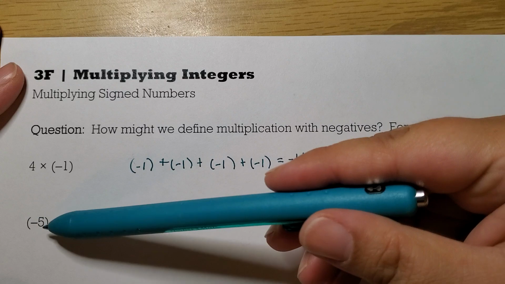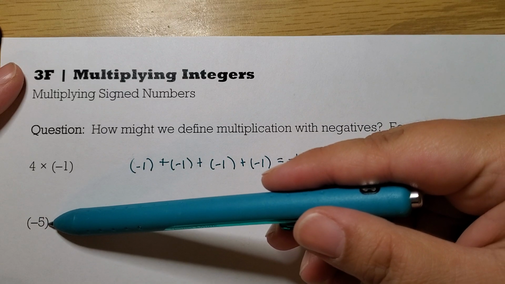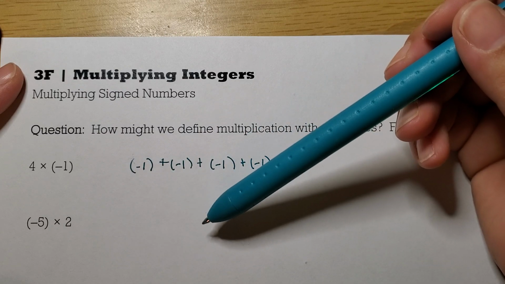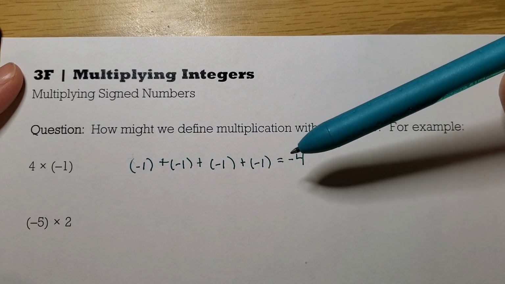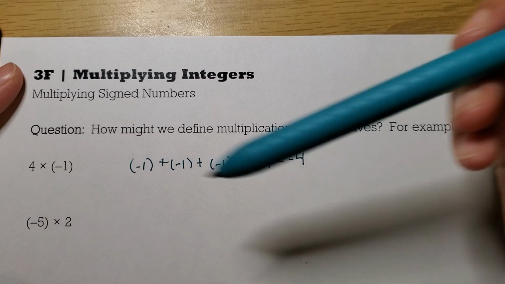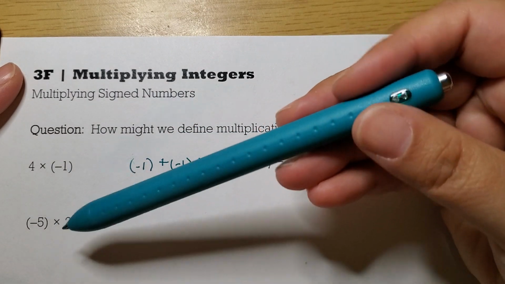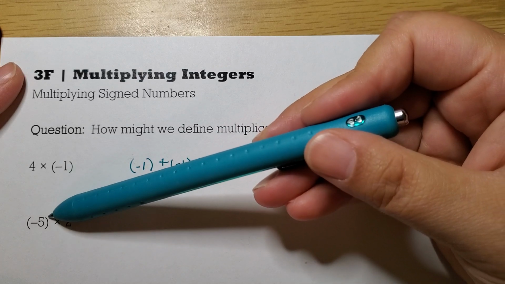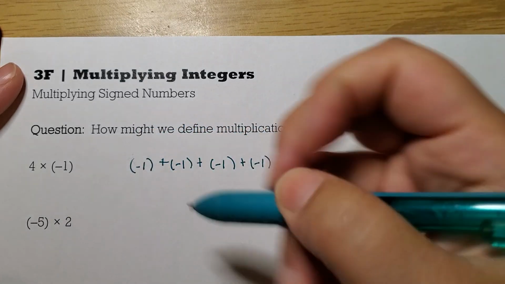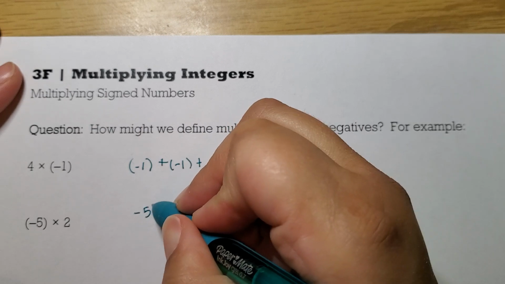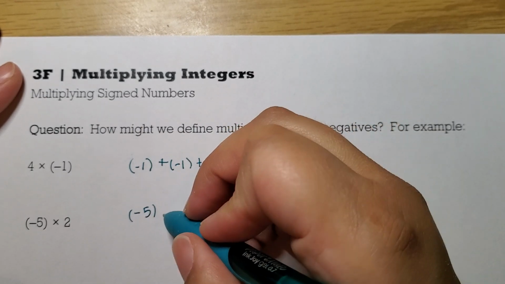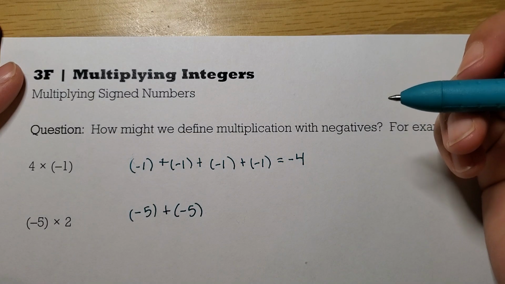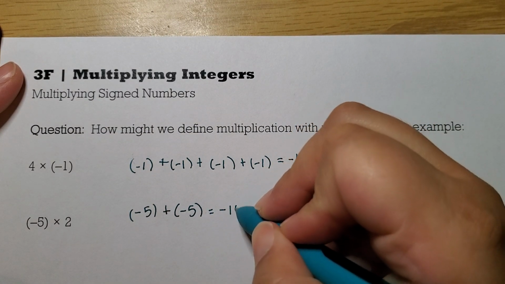Okay, but what if we had the negative number first instead of the positive number? Well, we could still use the idea of multiplication being repeated addition. We could take 2 copies of negative 5 and add them together. So negative 5 plus negative 5 is going to give us negative 10.